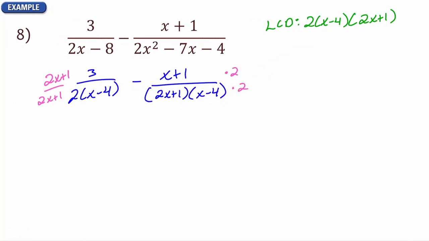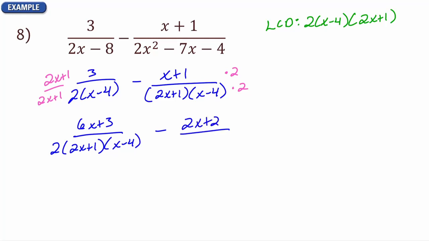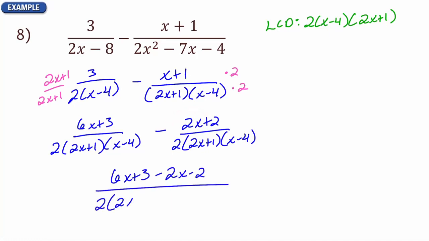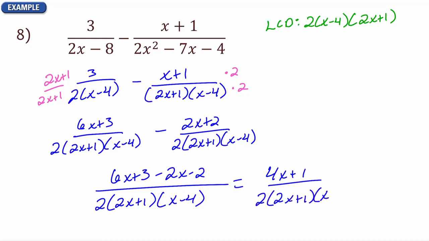So on the left, we're going to have 6x plus 3 over 2 times 2x plus 1 times x minus 4. Then we have a minus sign, and that's going to become 2x plus 2 over 2 times 2x plus 1 times x minus 4. Now I'm going to put everything over the one denominator, remembering to distribute my negative: 6x plus 3 minus 2x minus 2 over 2 times 2x plus 1 times x minus 4. Collecting my like terms now, 4x plus 1 over 2 times 2x plus 1 times x minus 4.